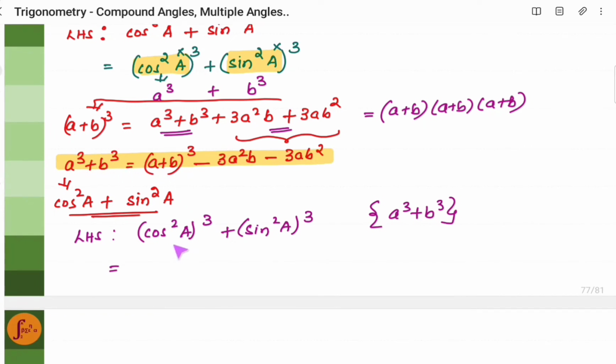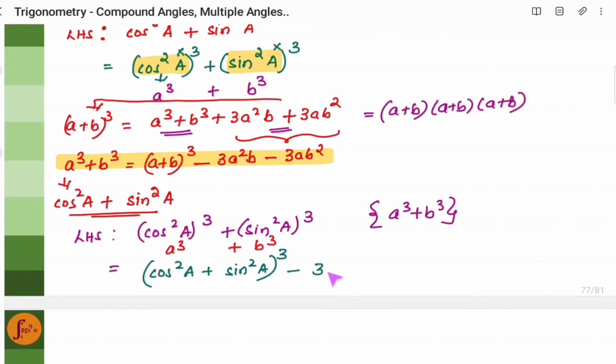a cube plus b cube. I'll write (a plus b) the whole cube, that is (cos square a plus sine square a) the whole cube. That is, instead of a, we have cos square a, instead of b, we have sine square a. So we are adding both and we have to the power 3 here. Then minus 3.